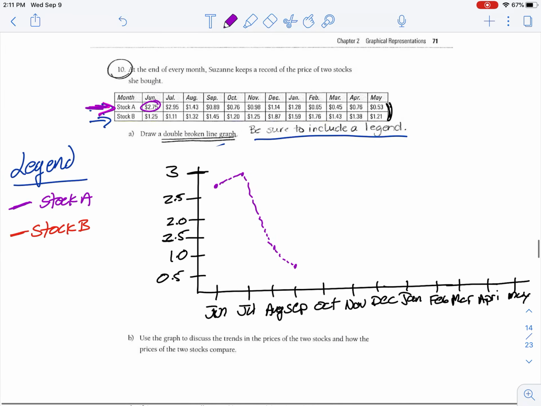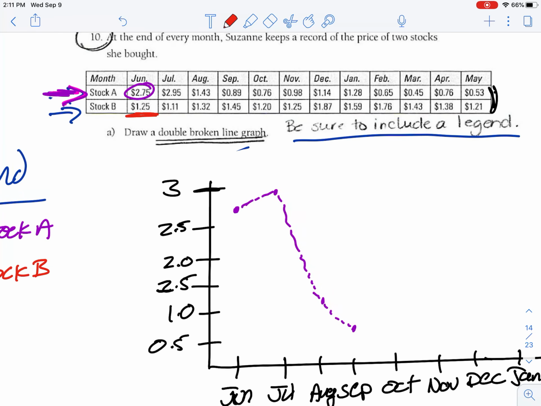Okay. Now for stock B, it's going to be in red. Okay, stock B, June, it's $1.25. So that will be right here. July is $1.11.